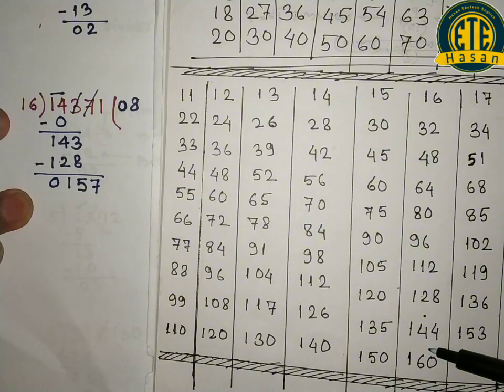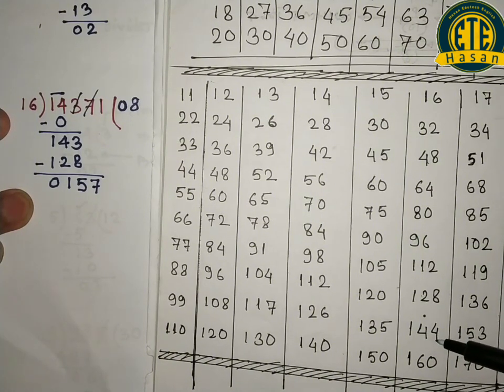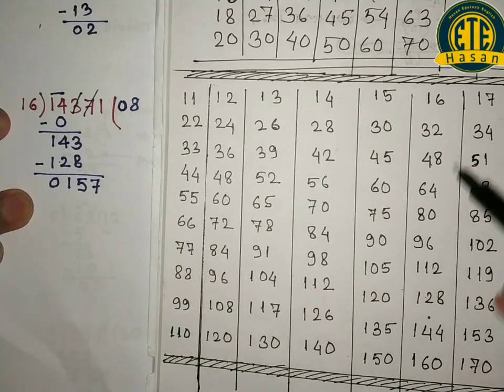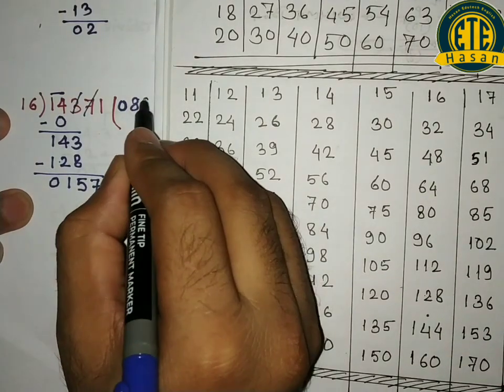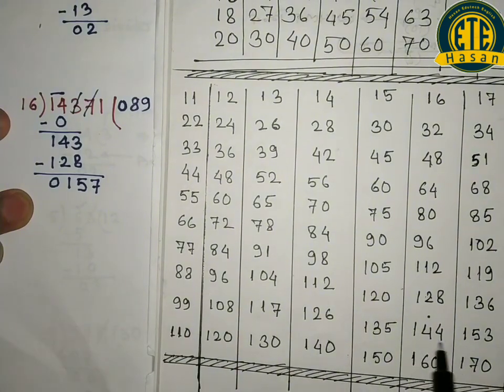157 lies here also. So we have to count up to 144. How many times? It will be 9 times. 1, 2, 3, 4, 5, 6, 7, 8, 9. After counting 9 times, I will get 144.